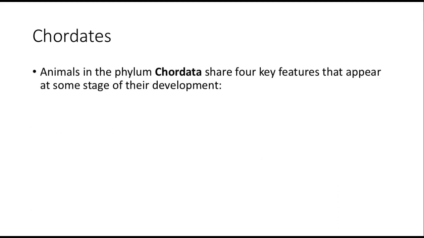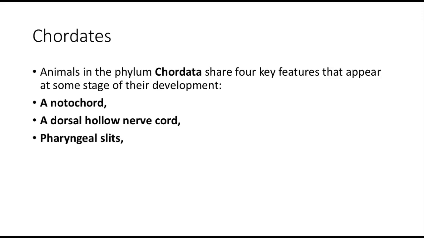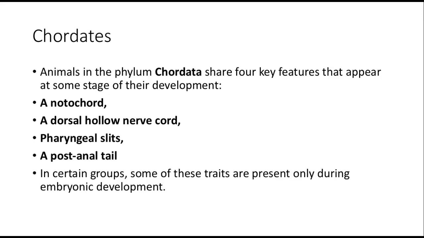Let's talk about what traits make chordates special. Animals in the phylum Chordata share 4 key features that appear at some stage of their development. The first is a notochord. Then we have a dorsal hollow nerve cord, the pharyngeal slits, and a post-anal tail. In certain groups, some of these traits are present only during embryonic development. For instance, we have the pharyngeal slits when we are in embryo development, but not as adults. But some are seen in adulthood.